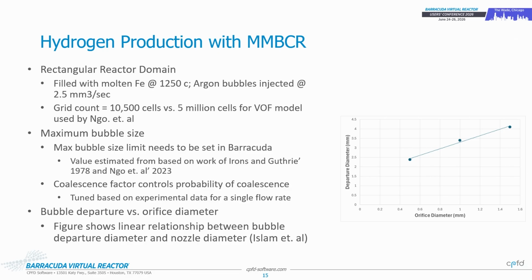Bubble departure diameter. In this example, I am showing a relationship published by Islam, which relates the bubble departure diameter to the orifice diameter. You can use this relationship. We have a plot here with the data, or you could again run a simple VOF simulation, get that value, plug it into Barracuda, and then change the conditions and get hundreds of such cases run very quickly.